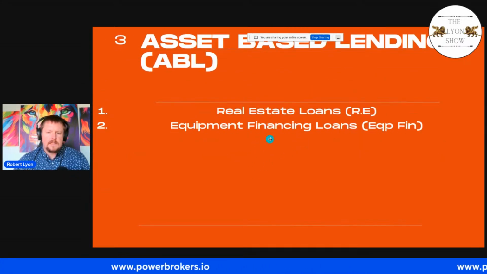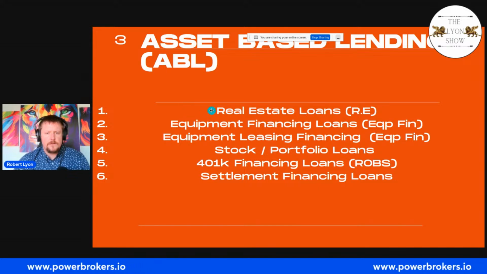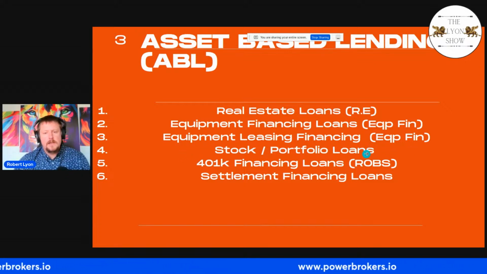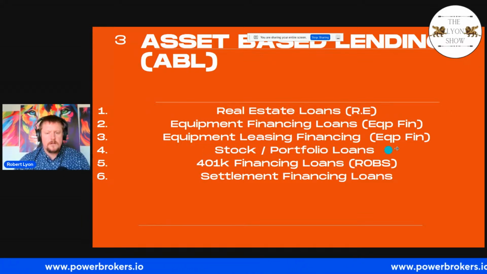And then we have the asset-based lending. So this is going to be for real estate loans, equipment financing, equipment leasing. You can also get, if you have a large stock portfolio, and this is what the super rich do, instead of cashing it all out and having to pay capital gains tax, you can actually get a loan or a line of credit based on your portfolio.